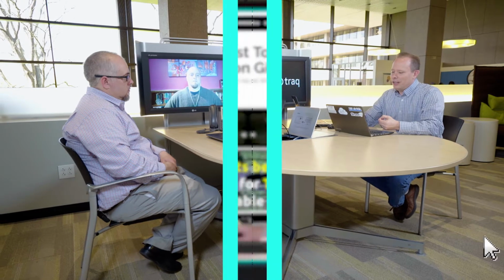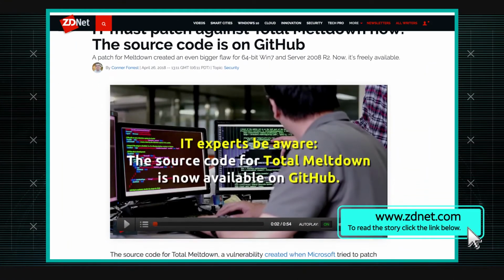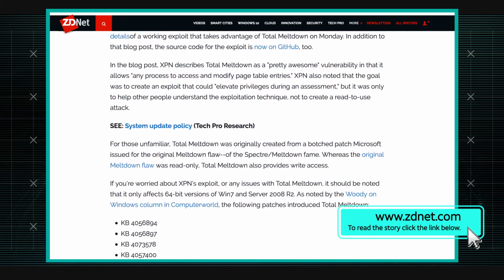But as a side effect, they actually introduced a newer vulnerability, and they're calling this one the Total Meltdown vulnerability. Unlike the original Meltdown, which just allowed you to arbitrarily read pages in memory that you shouldn't be able to read, this one allows you to write to them as well. But it's only really leverageable if you have applied some of these patches released by Microsoft to address that original Meltdown vulnerability. The important thing about this one is that a proof of concept exploit has been released in the wild now. A person known as XPN wrote a blog post recently, and they also posted the source code to leverage that exploit up to GitHub.